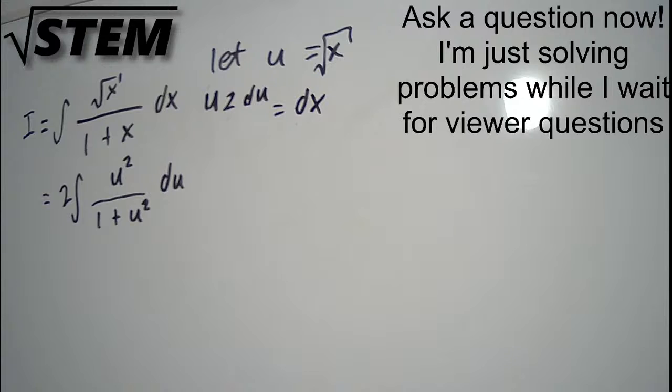If we did this by parts, we could integrate du over 1 plus u squared as tangent inverse of u, but then that would end up in our following integral, which would not be fun.